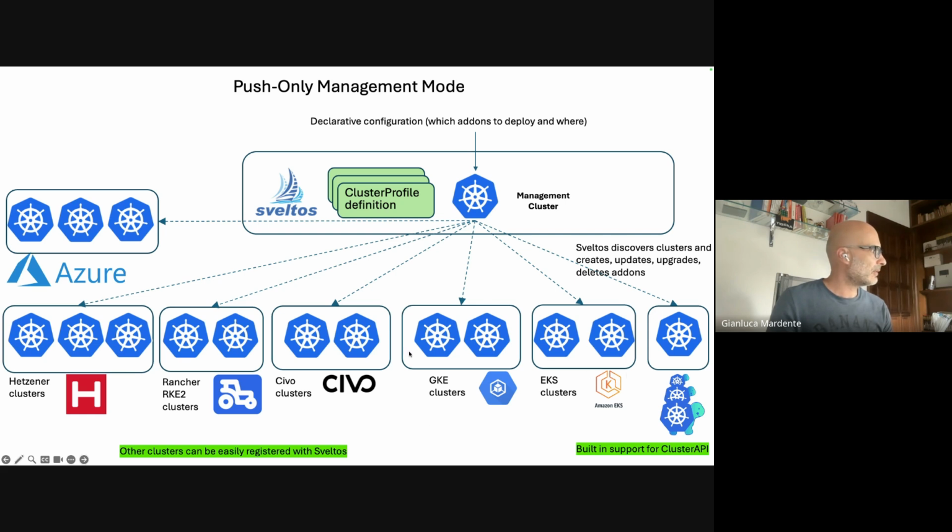So you can have EKS, GKE, Civo, Azure, any type of cluster can be registered with Sveltos. The only requirement that Sveltos had so far is that from the management cluster, Sveltos needed to be able to access the API server of each of those managed clusters. So that was the requirement today.